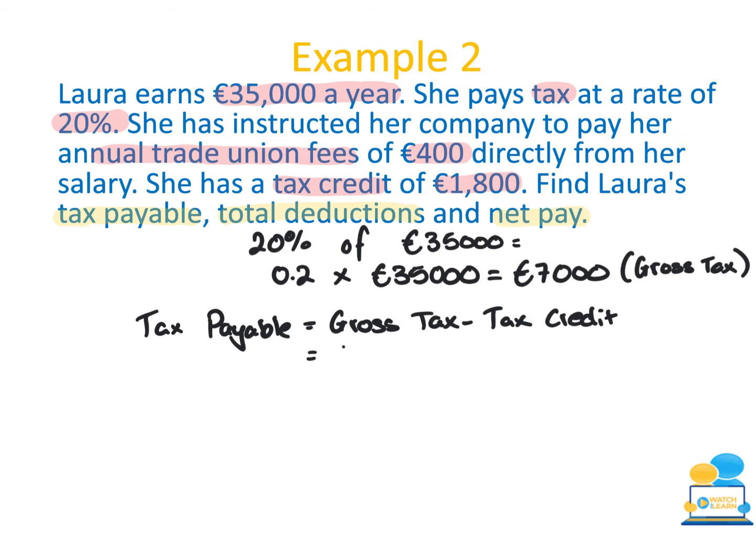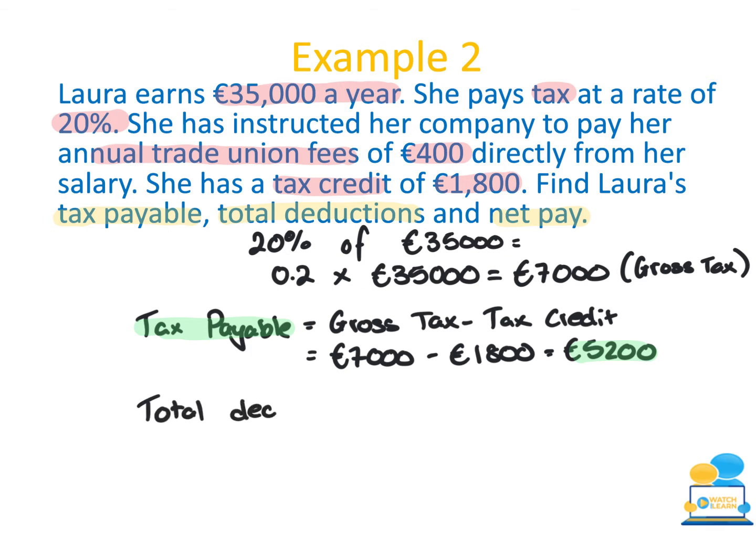So again, her gross tax was €7,000 minus her tax credit of €1,800, and that gives me an answer of €5,200. And there is my first answer for this question. Laura's tax payable is €5,200. Again, moving on to the next part of this question, they ask us to find her total deductions. So how much money is being deducted from Laura's salary?